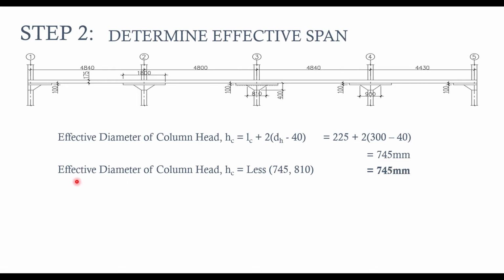Once you've been able to establish the effective diameter of the column head, you can now determine the effective span of the flat slab. The effective span of the flat slab is just equal to the actual span of the flat slab minus 2/3 of the effective diameter. If you compute that, you are going to have 4343.4 millimeters. So that means we are done with step 2.